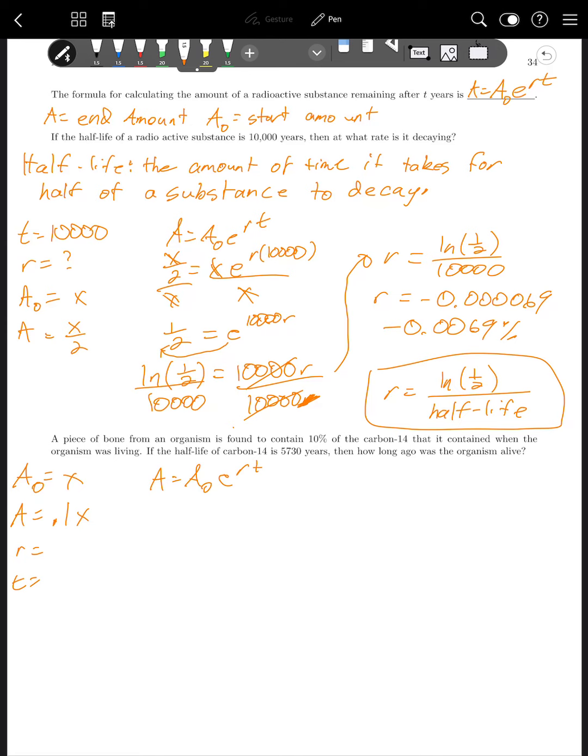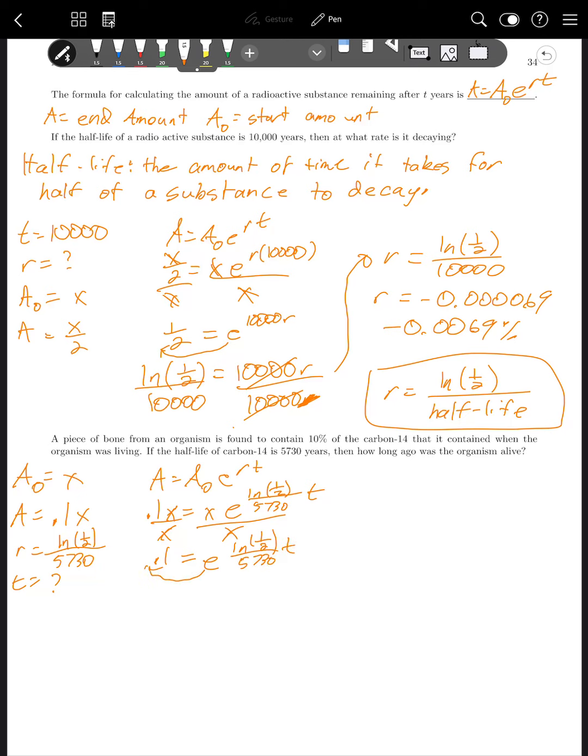The rate is given to us in terms of half-life, so the rate is going to be the natural log of 1/2 over 5,730, and the time is what we're looking for. So if we plug all of that in here, then we can solve for t. So start by dividing both sides by x. So we get 0.1 equals e to the natural log of 1/2 over 5,730 to the t power.